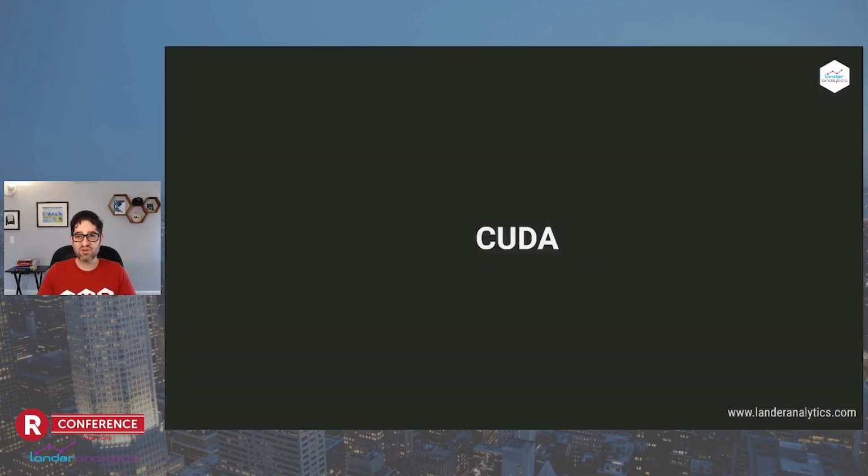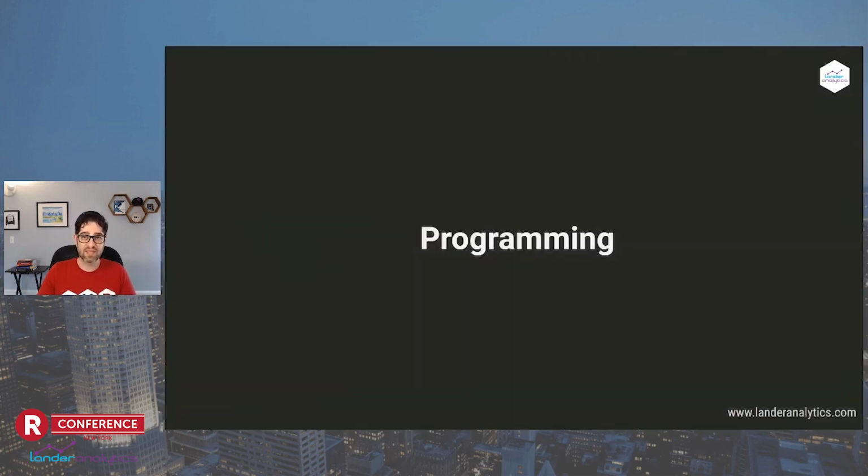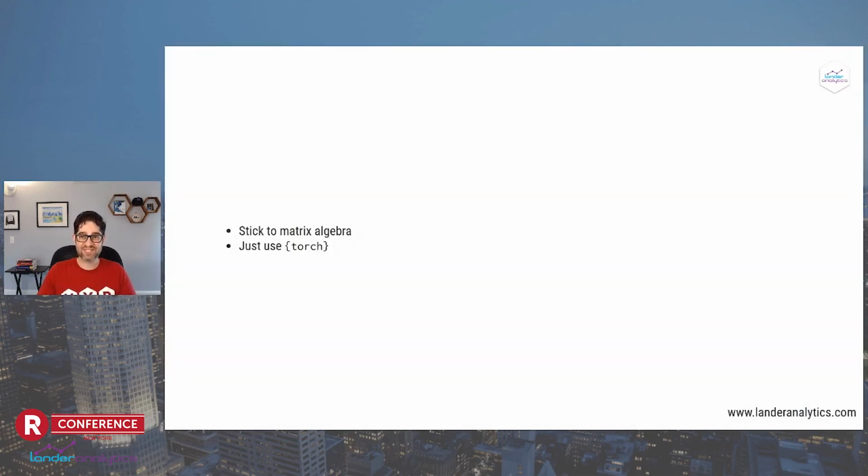So we learned a lot about what we need to do. The first is that CUDA is the linchpin. It all depends on having CUDA installed. And it is very hard to work with. So I highly recommend using Docker if possible, or even better, a cloud VM that's all set up for you. And there's not a lot of GPU-enabled packages left on CRAN, so you have to do this yourself. In terms of custom programming, you're pretty much going to stick to matrix algebra because that's what GPUs are great at. And I recommend just using Torch. Life will be better if you just use Torch. That was the easiest way for me to work with it.